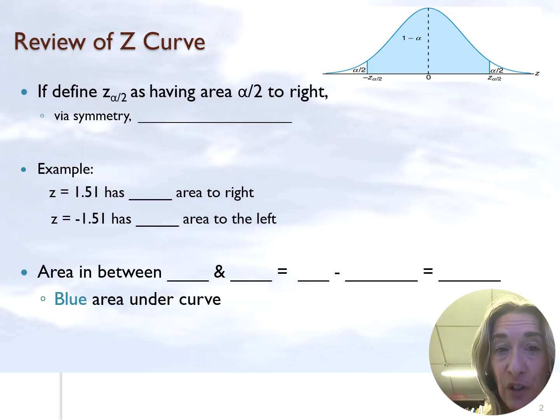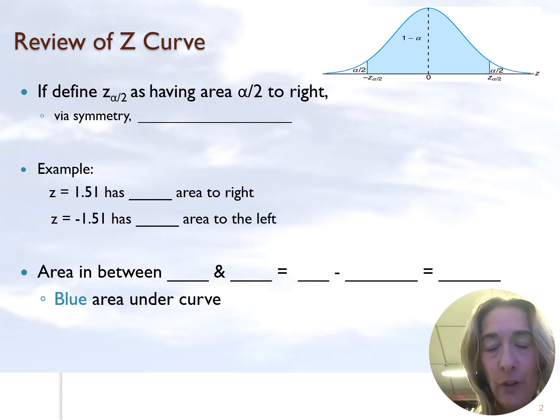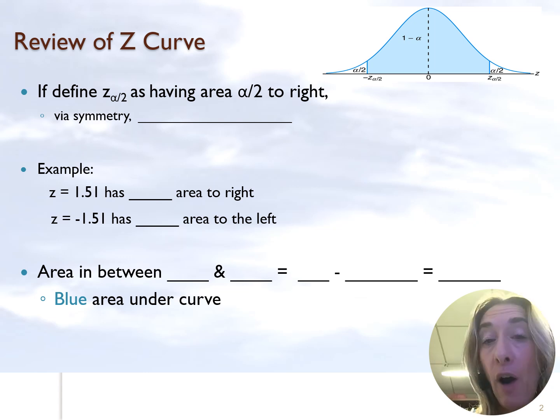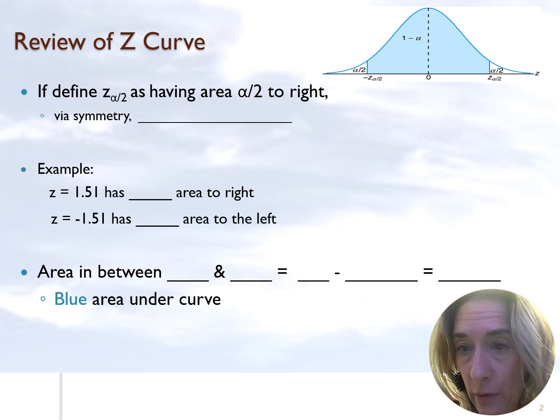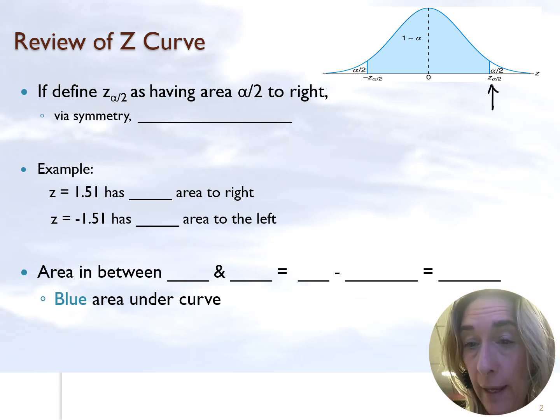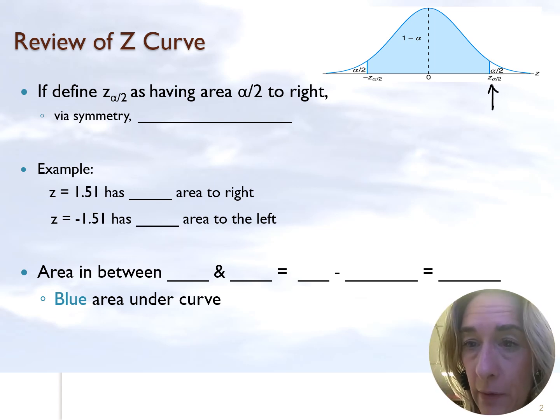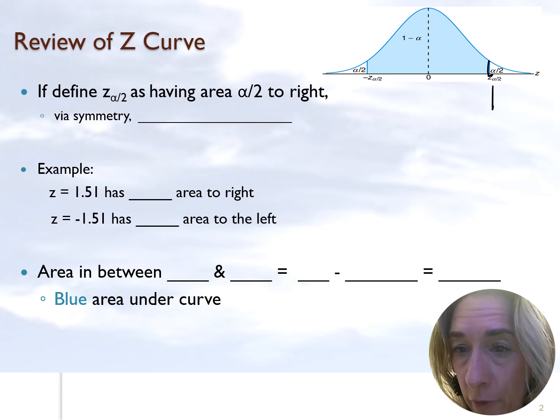Okay, so let's first review the Z curve or the Z distribution. If I define Z sub alpha over 2 as the Z value having an area of alpha over 2 to the right, so if I point that out, notice how that area right in there is an area of alpha over 2.